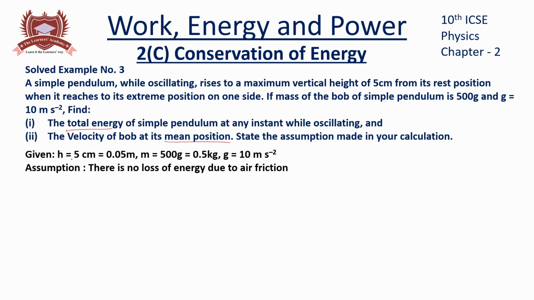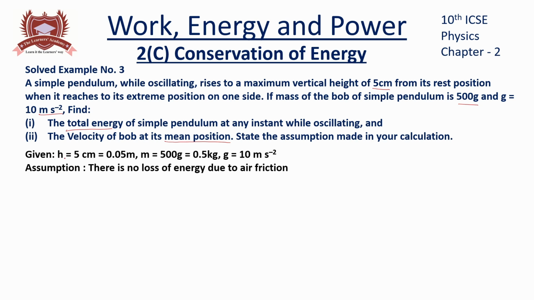So we get H is equal to 5 centimeters. Again, we have to check the units. You see the height is given in centimeters, mass is given in grams. However, acceleration due to gravity is given in meters per second square. Since acceleration due to gravity is my basic unit, I would consider converting everything into the SI unit.